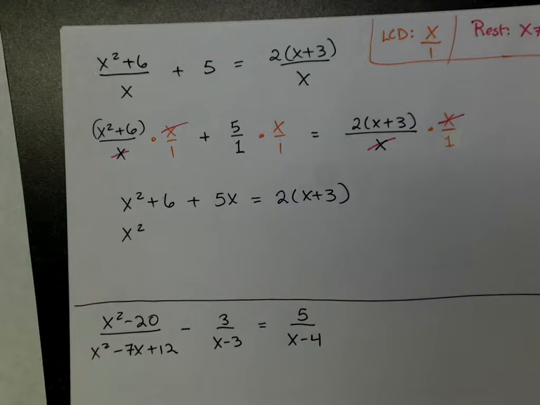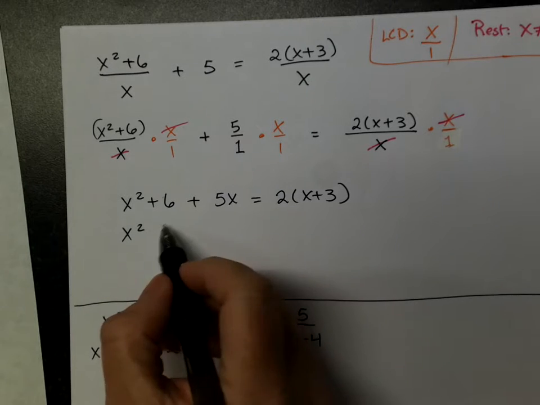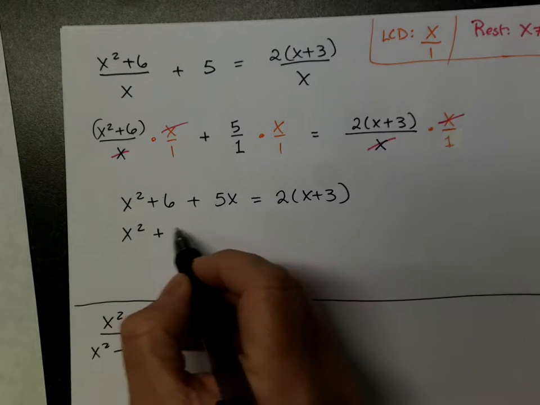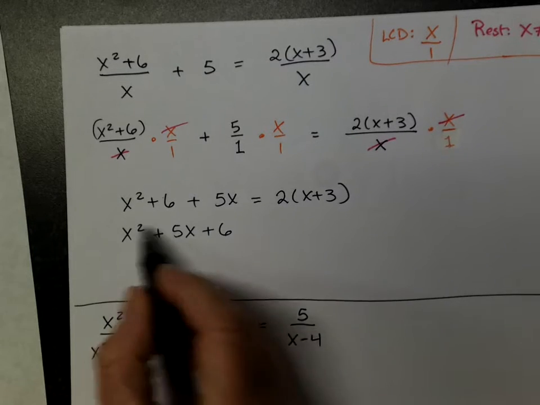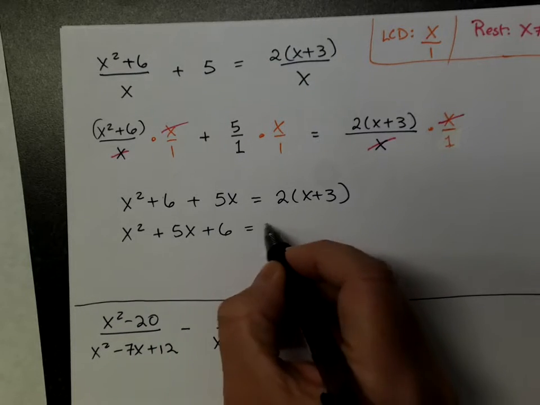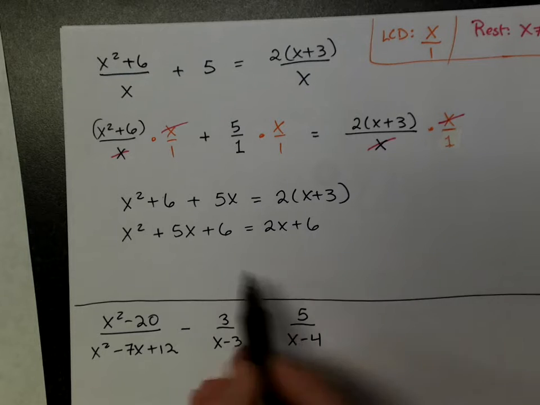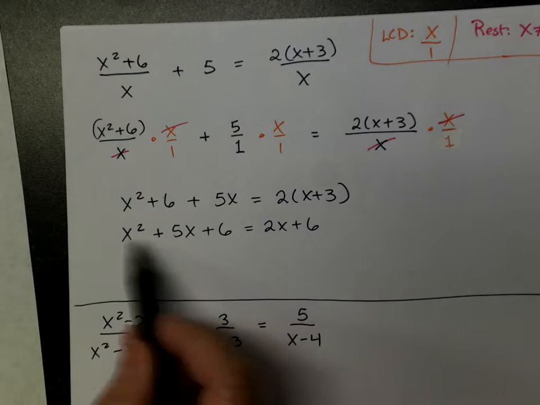So check that problem, because a number of people did that, and if I made a note on there, okay, that makes a difference. So I'm going to go ahead and make sure this is in proper quadratic order. Quadratic, linear, constant, descending order of exponents. It's equal to 2x plus 6. It's still quadratic, so I'm going to move everything over.